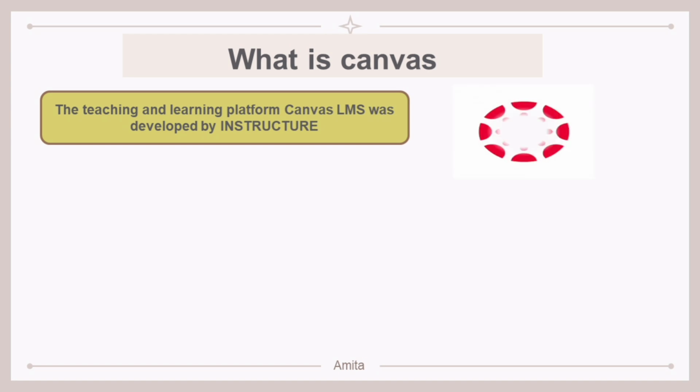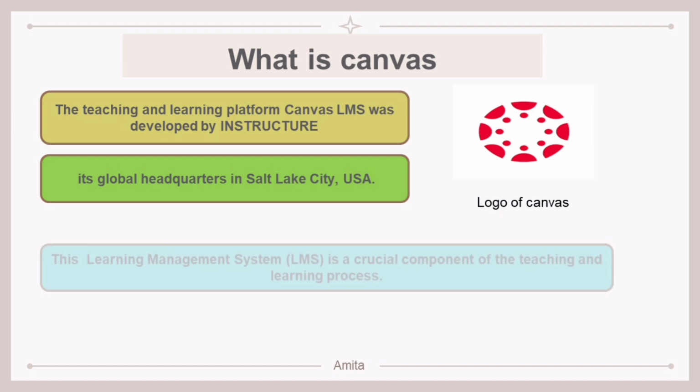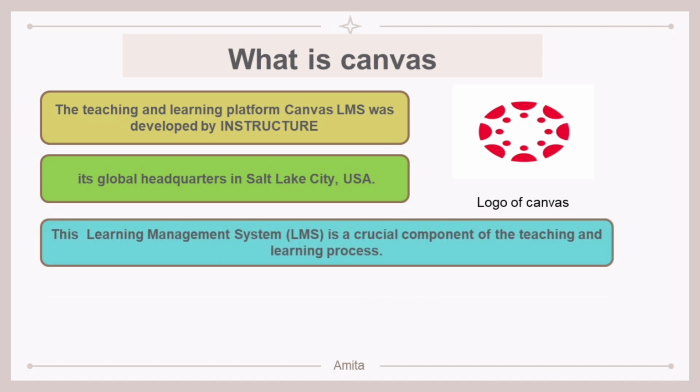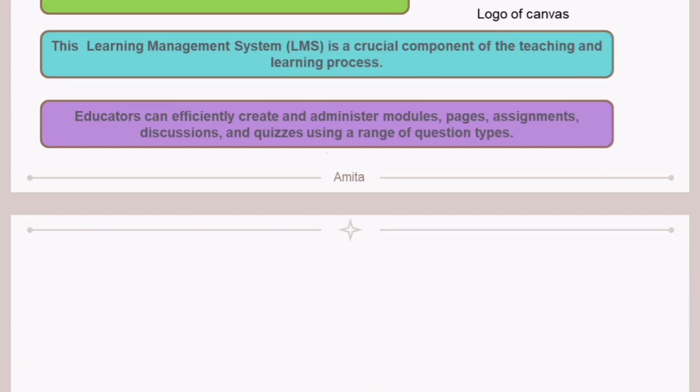So, the logo of Canvas looks like this, and its global headquarters is in Salt Lake City, USA. It is a learning management system, which is a crucial component of the teaching and learning process. Educators can efficiently create and administer modules, pages, assignments, discussions, and quizzes using a range of question types.